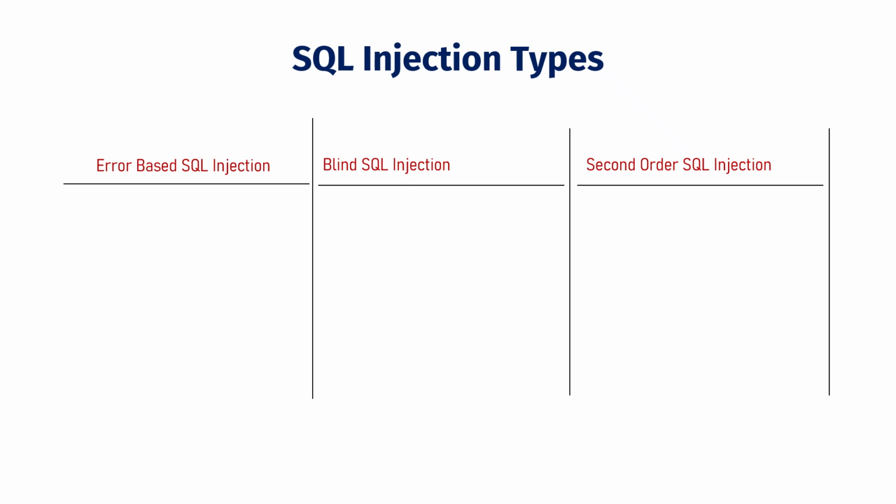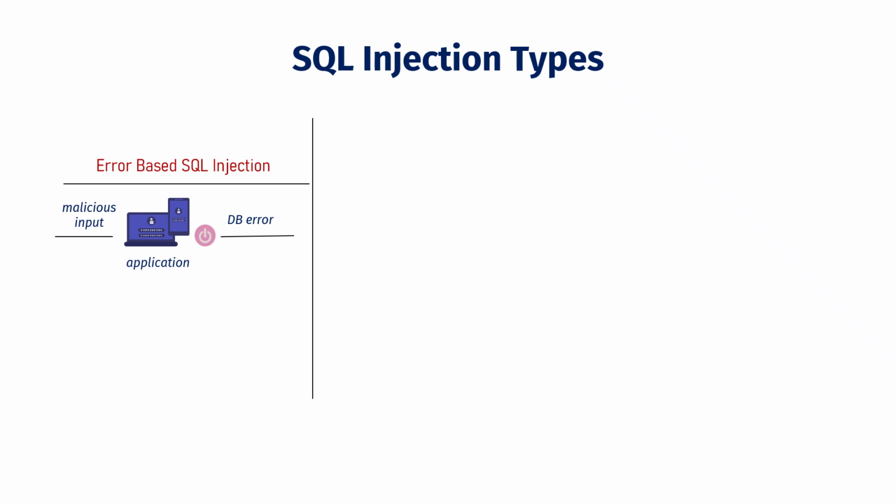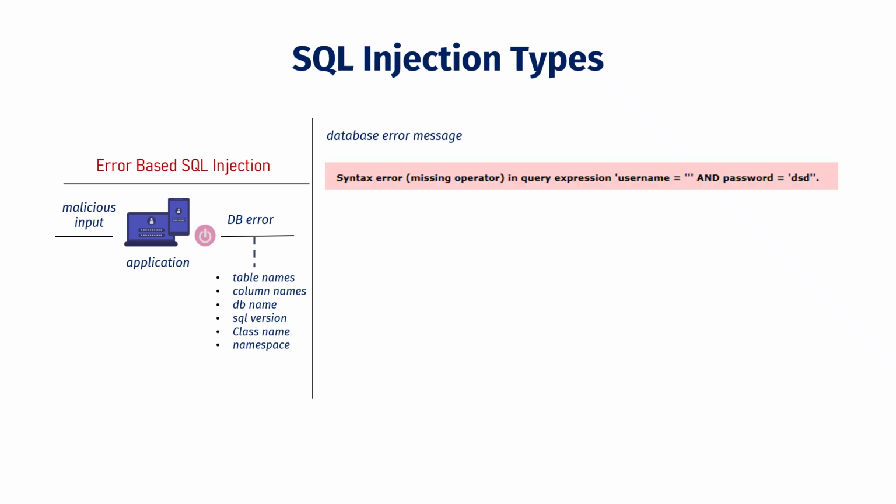So, in an error-based SQL injection attack, the application returns database-specific error messages when a malicious input is supplied. Now, the error message could contain information such as database names, column names, table names, version of SQL, class names, or namespaces that are specific to the language in which the application is developed. Now, below is an example of a database error message.